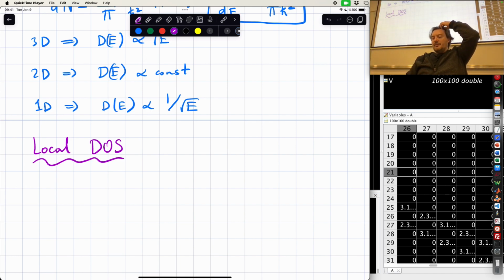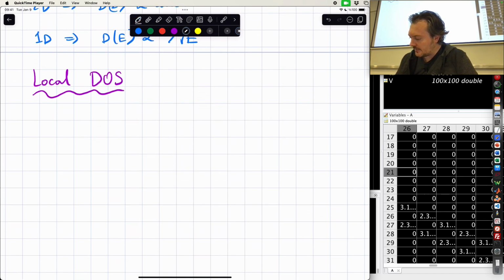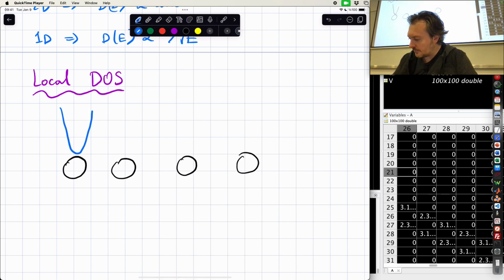Now, local density of states is something that you see in STM. Okay? So you have some atoms and you have a tip that is going to approach the atom, and depending on the tunneling current, you are going to get some signal, right? Now, that signal is related to the local density of states of the system.